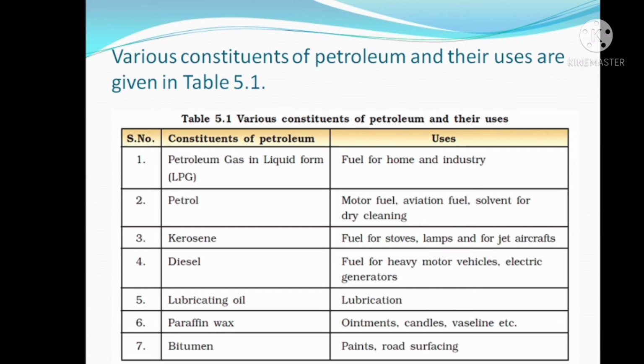Next is kerosene, a fuel for stoves, lamps and jet aircraft. Diesel, same thing, we use for heavy motor vehicles and electric generators also. Lubricating oil is for lubrication in different machineries. Paraffin wax is for ornaments, candles, Vaseline, etc. Vaseline, which we normally use as a skin care product, uses paraffin wax. It is for shining products. And the last one is bitumen, for paint and road surfacing. So these are the various petroleum products we get from the earth.